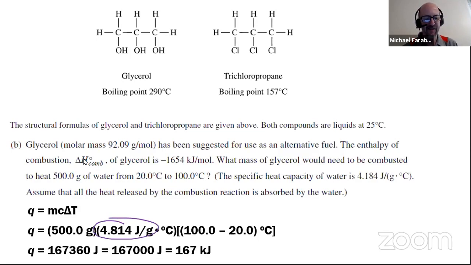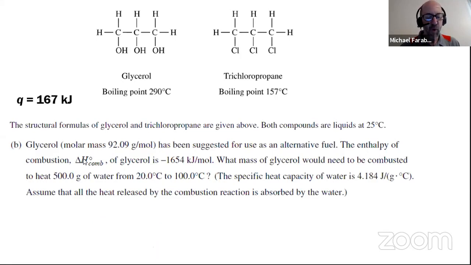It's 167,360 joules, which I rounded off to 3 significant figures. I could say 167,000 joules or 167 kilojoules. Okay, that is the correct answer to part A. Sorry about that typo on the screen. So if 167 kilojoules is how much heat is needed, we have to get this from the combustion of glycerol.